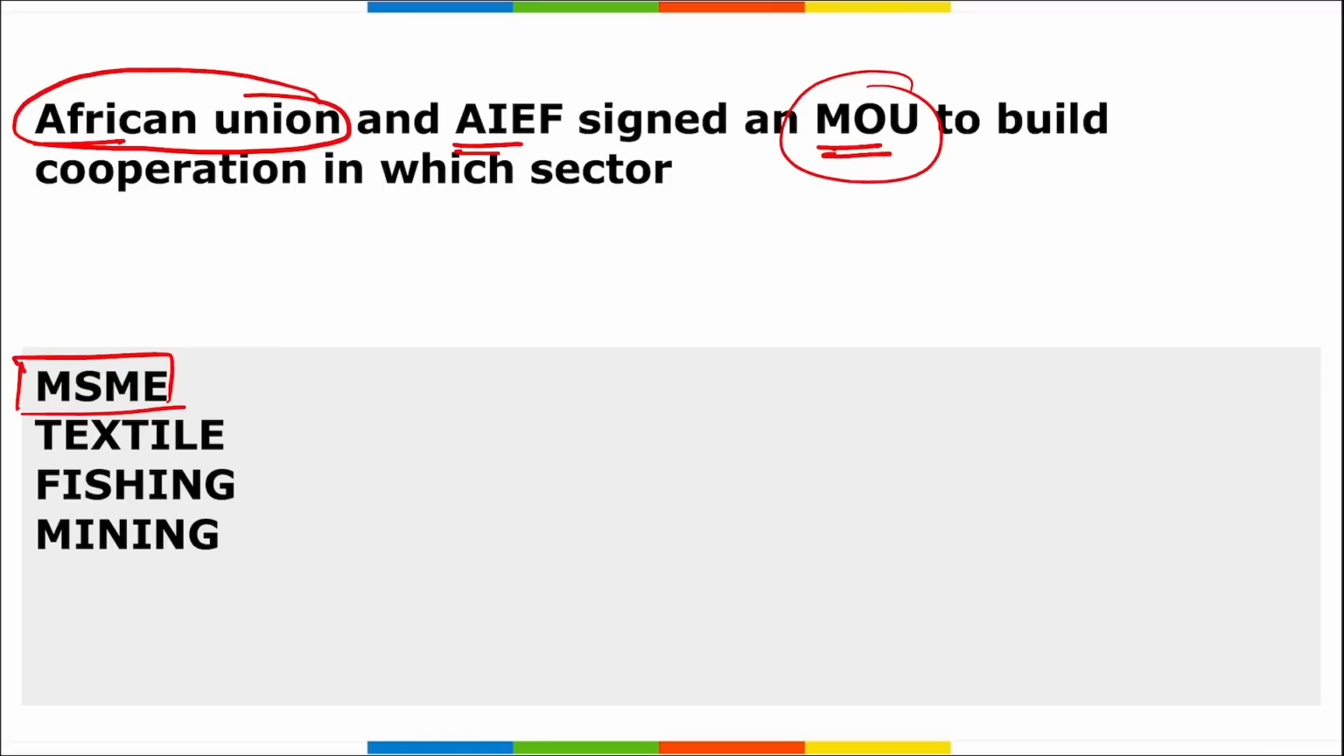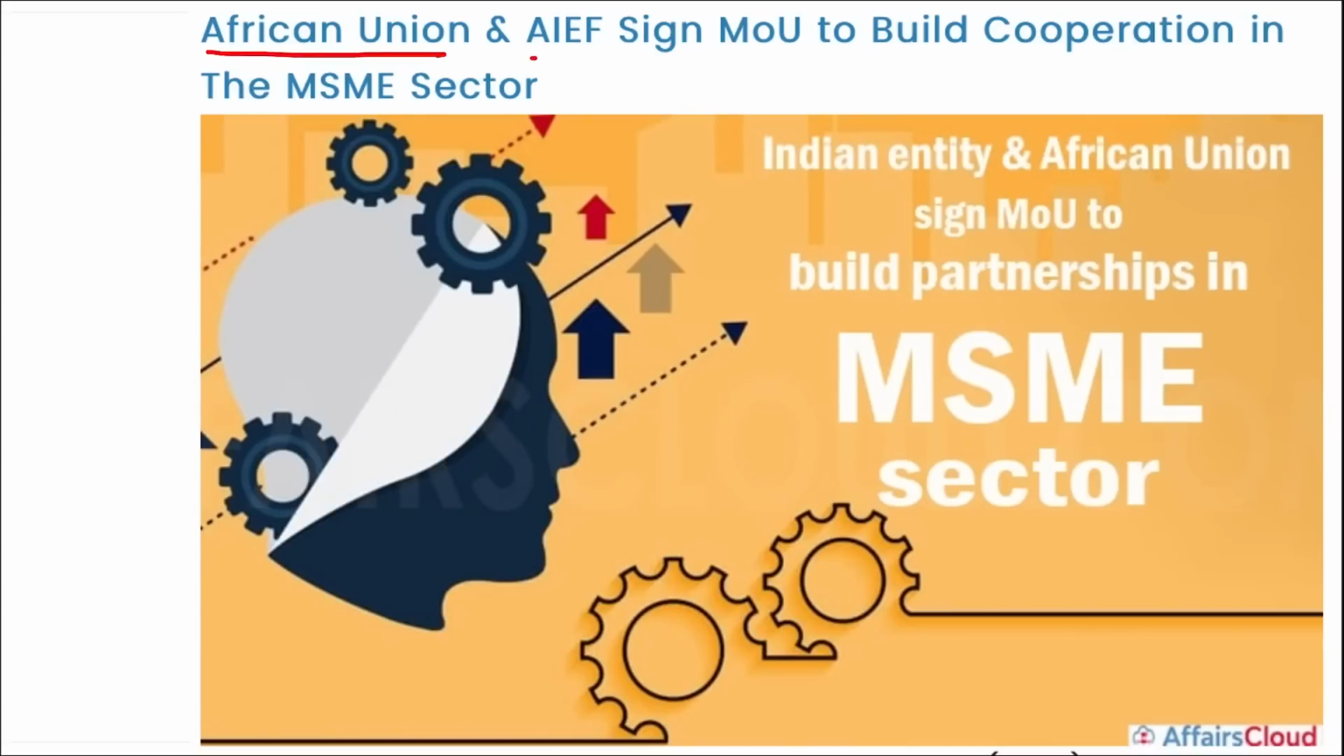Then remember, AIEF is an institutional platform intended to integrate and strengthen the economic ties between the private sector and MSME firms in both India and Africa. So the correct option is MSME sector. Also remember recently, in order to control drugs, the Drug Control Unit of India as well as Africa came together to reduce the export and import of various drugs that are harmful for the body from Nigeria or from Africa to India, because multiple cases of African people were caught with a large amount of drugs that is very unhealthy for humans. Next, here you can see African Union and AIEF have signed an MOU to build cooperation in the MSME sector.